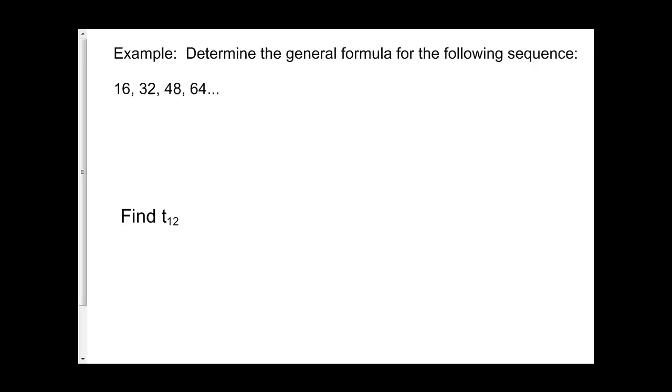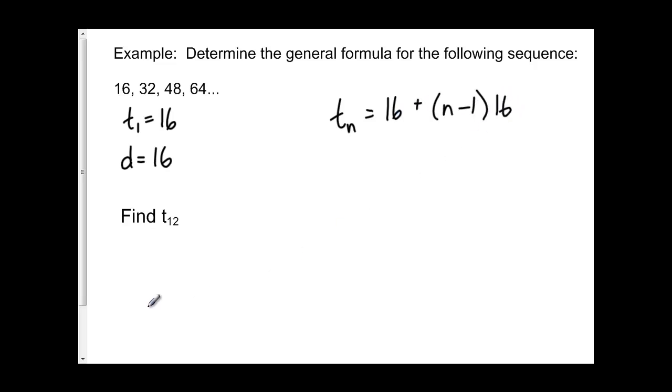Another type of question you might have is you might be asked for the general formula. Now the general formula would be true for any term, so that means we're going to be left with our n. So in this case here, we've got 16, 32, 48. Our first term, T1, is going to be 16. And we can see by going 32 minus 16 that in this case our d is also going to be 16. So if I put this into the formula, I get Tn equals 16 plus n minus 1 times 16.